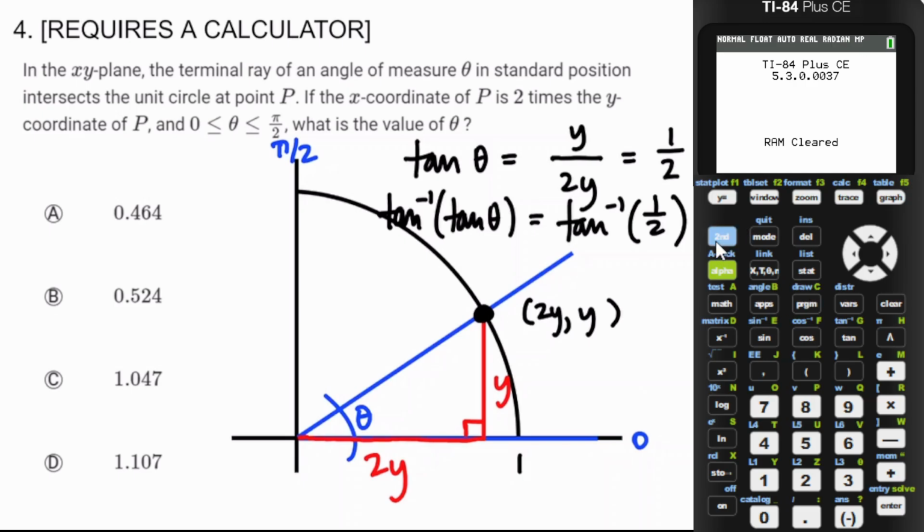But what I'm going to do is I'm going to go and compute inverse tangent of a half, press go, and then get 0.464. So that's answer choice A. So I'm feeling pretty good about that. But what I'll do, just to emphasize, is that I'll take tangent of 0.464 radians, and I should get something really close to a half. Yeah, there we go, 0.500. Okay, I think that's all I got to say about this problem.